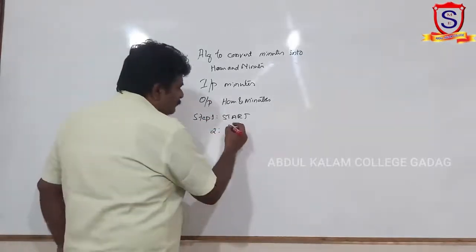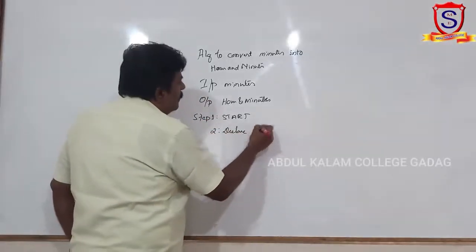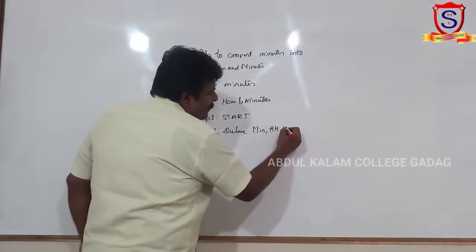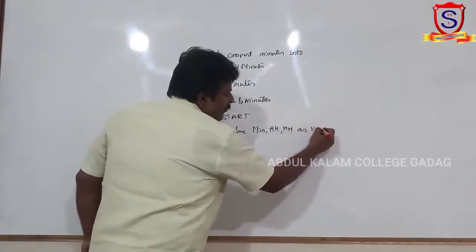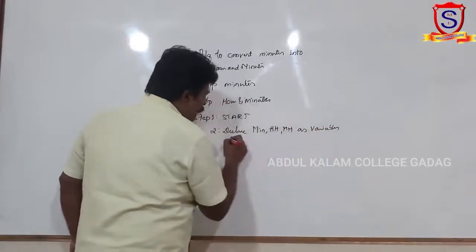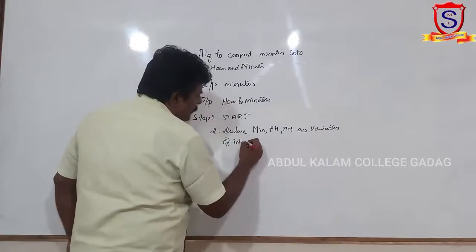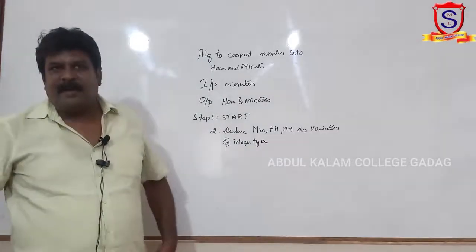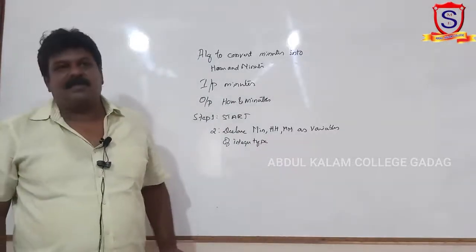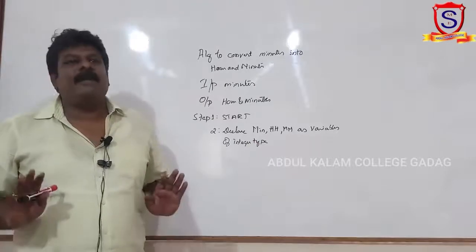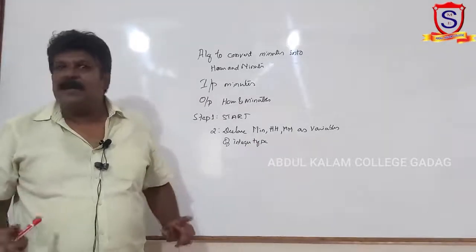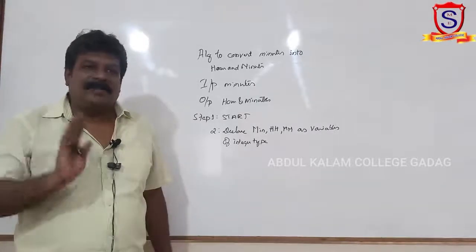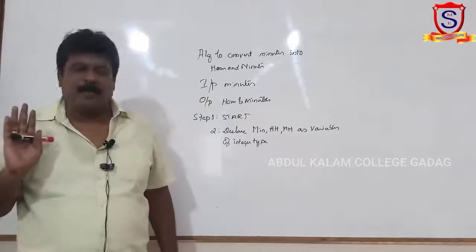Now let me say, declare min, hh, as variables of integer type. So, why I have not taken float type? Because never minutes or hours will be in terms of floating point, will be in terms of what? Fractions. So that's why I have taken all the variables as integer. I hope you got my point.